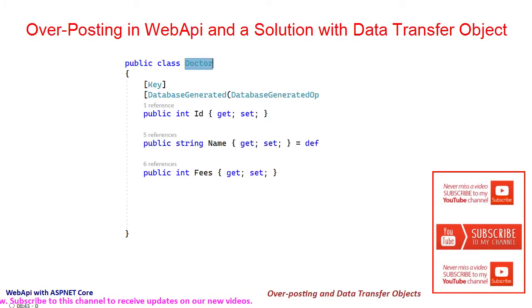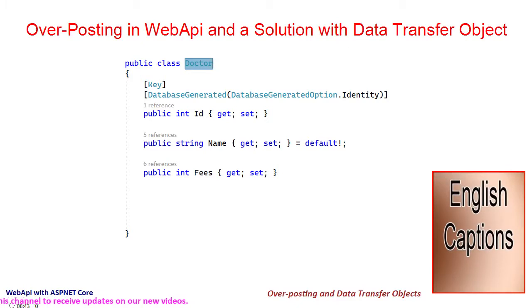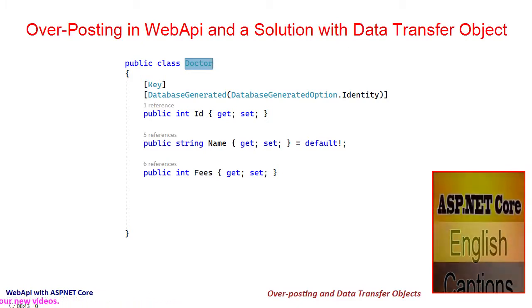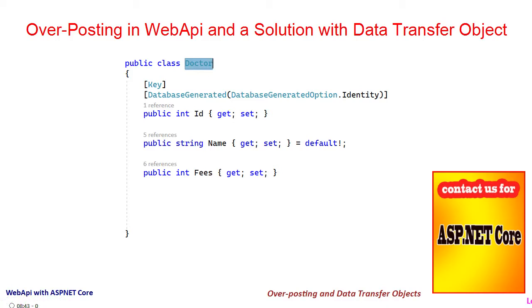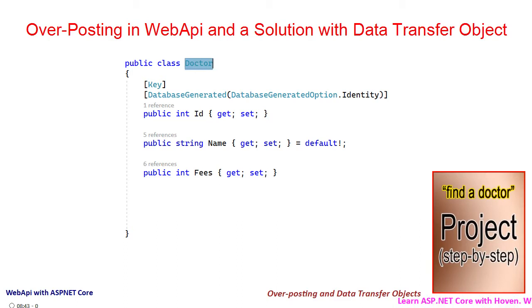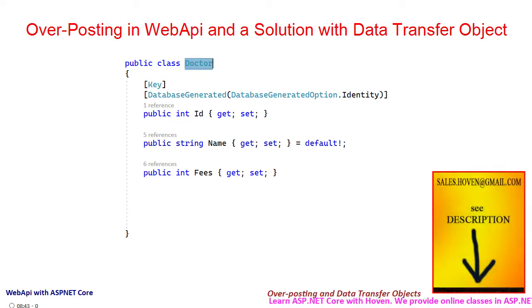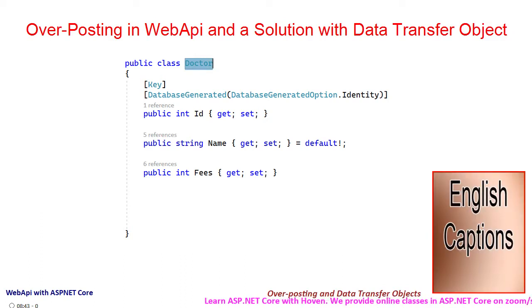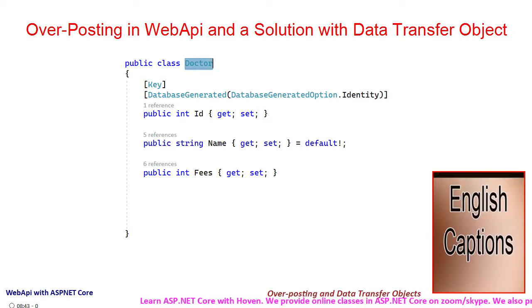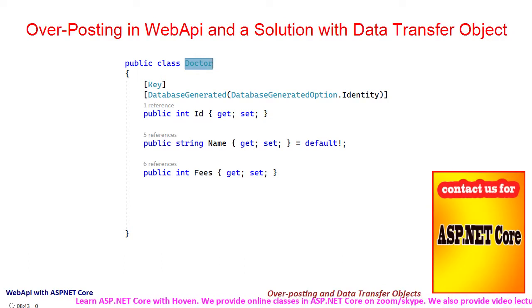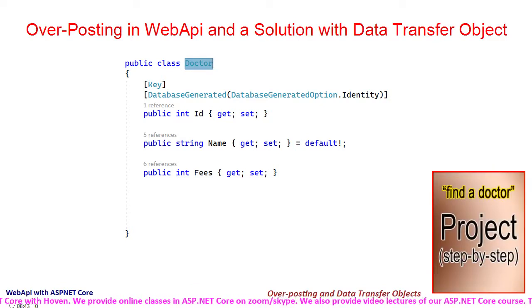We have been working with a model class consisting of three properties: ID, name and fees, if you recall in our previous tutorials. All the three properties have participated and have been exposed in JSON communication through every web API that we have discussed and written in the past tutorials of this chapter. This is called overposting. I'll come to the details of overposting in a moment.